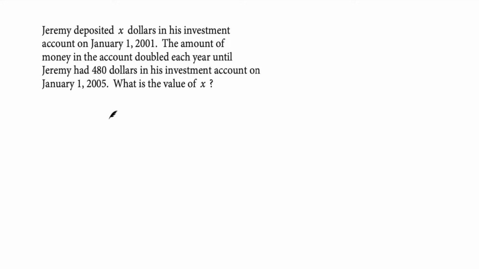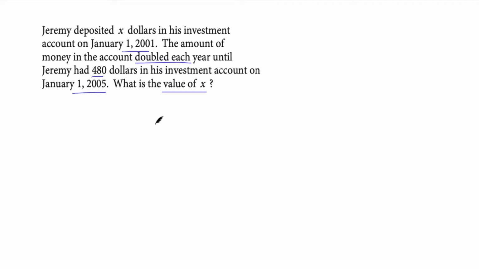Let's have a look at this past paper question. Jeremy deposited X dollars in his investment account on January 1st, 2001. Always underline the dates. The amount of money in the account doubled each year until Jeremy had $480 in his investment account on January 1st, 2005. So he started in 2001 and now we're looking at 2005. What is the value of X? Please pause the video and read the question again if you want.